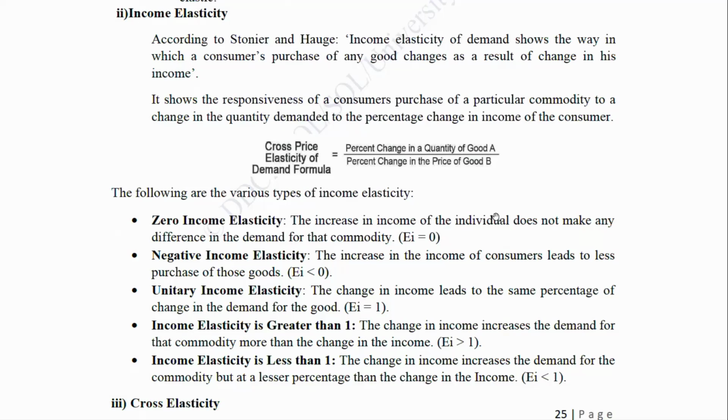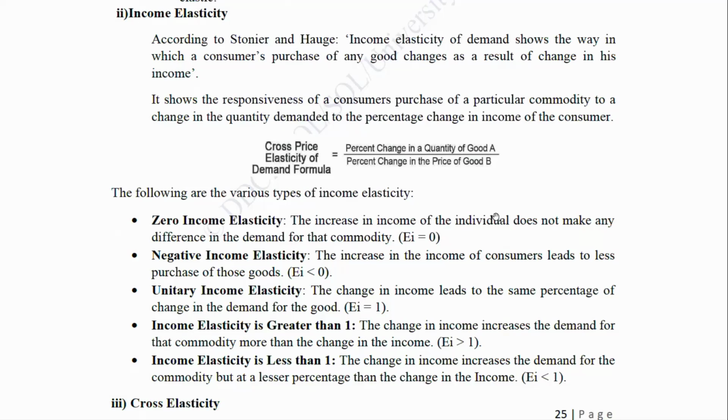Second, income elasticity. According to Steiner and Hodge, income elasticity of demand shows the way in which a consumer's purchase of any good changes as a result of change in his income. It shows the responsiveness of a consumer's purchase of a particular commodity, the change in the quantity demanded, to the percentage change in income of the consumer. Cross price elasticity of demand is equal to percentage change in quantity of good A upon percentage change in the price of good B. The following are the various types of income elasticity.